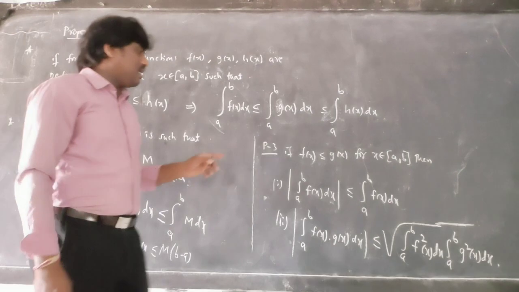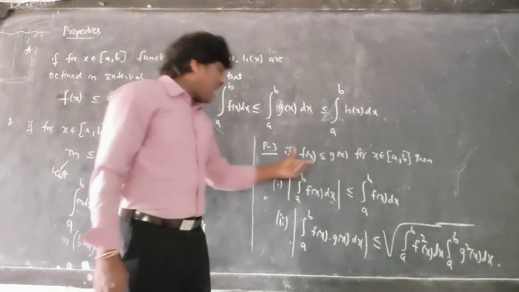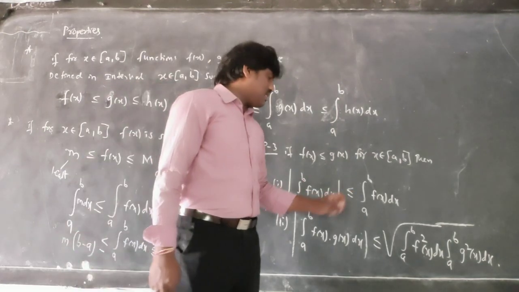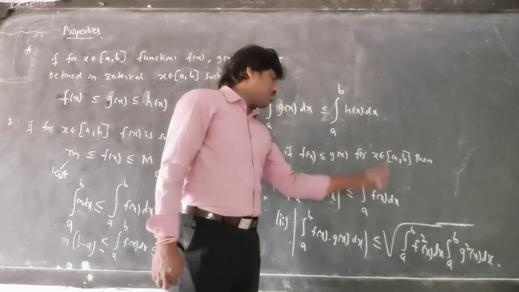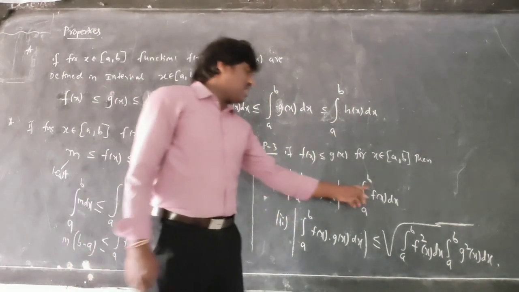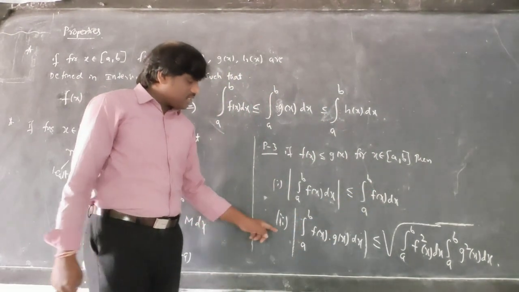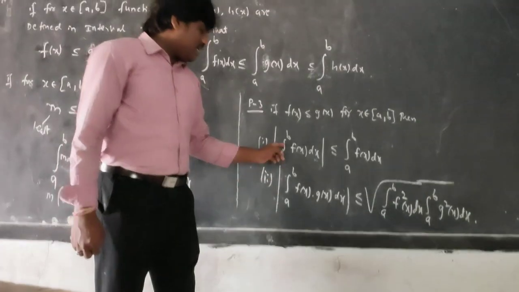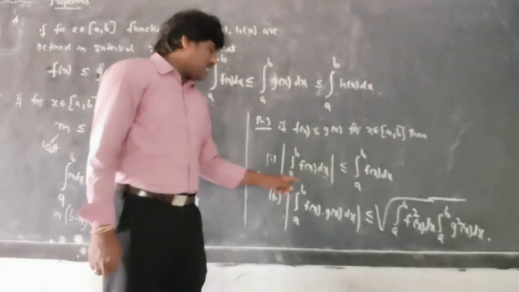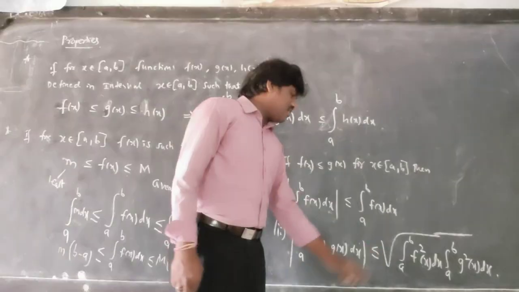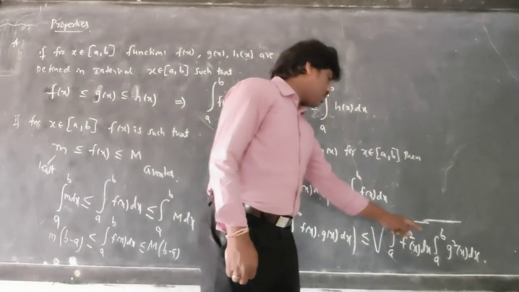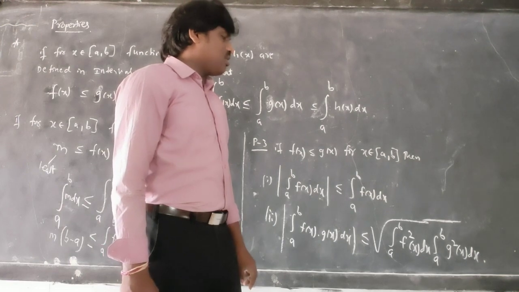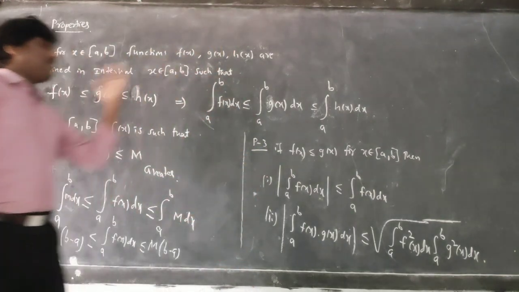And property number 3, the last and final one, is that the modulus of integration a to b of f of x dx will be less than or equal to integration a to b of modulus f of x dx. When you have a modulus, we can write it like this. Another one is the modulus of integration a to b of f x into g x dx, which will be less than or equal to the square root of integration a to b of f square x dx into integration a to b of g square x dx. These are the properties we have.